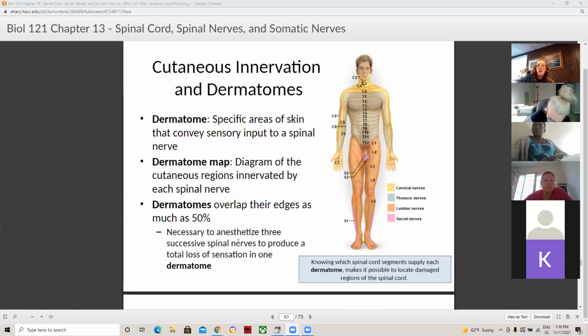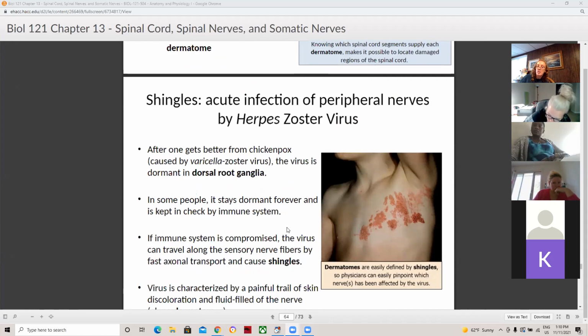The dermatome map is a diagram of which patches of skin are innervated by which spinal nerve. They can overlap in their edges by as much as 50%. However, when there's damage to the spinal cord, knowing the dermatomes can help locate which region of the spinal cord has been injured. One way that you can really determine which spinal nerve is innervating which dermatome is by looking at shingles.